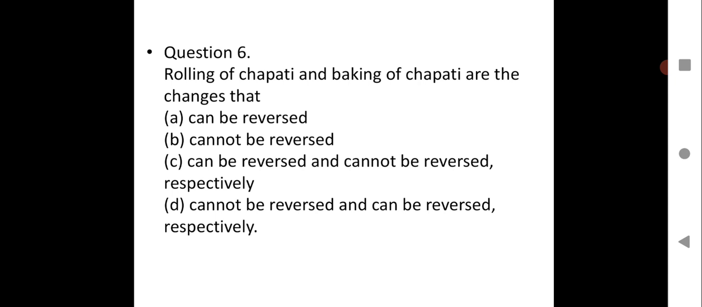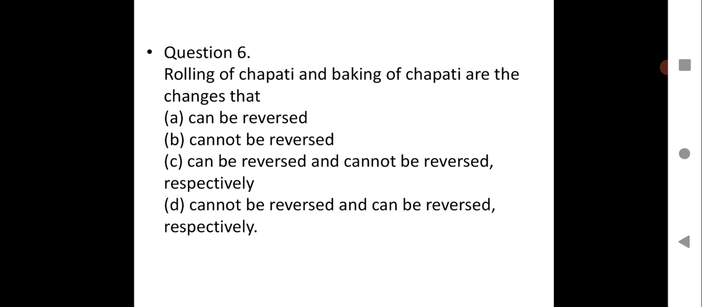So when rolling of chapati takes place, have you all seen that, children? Can you think about it? What kind of change it is? So when the chapati does not come out well, what do you do? You break the chapati and you again bring it to the original form and you again try to roll it. What kind of change it is? Let us see. It can be reversed, cannot be reversed, can be reversed and cannot be reversed respectively, cannot be reversed and can be reversed respectively.